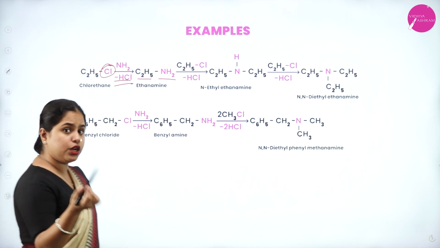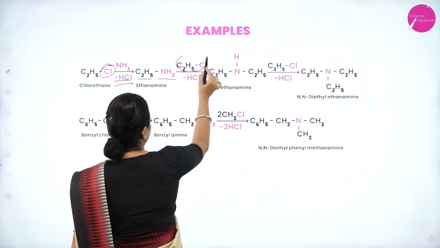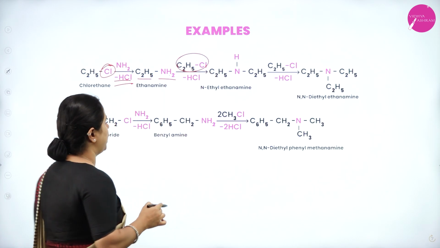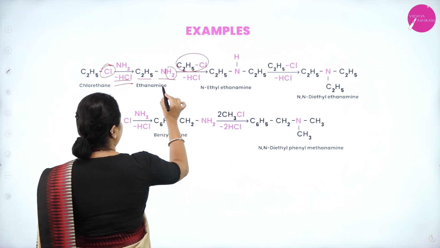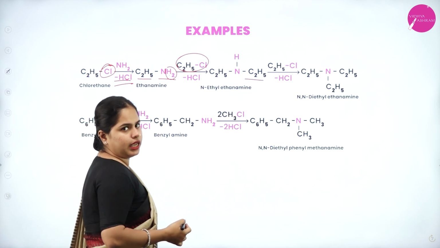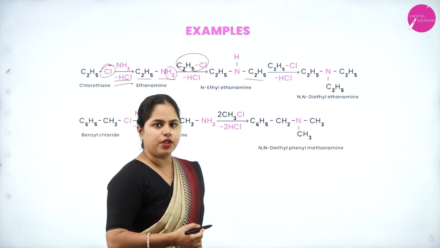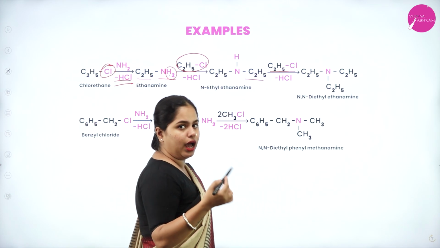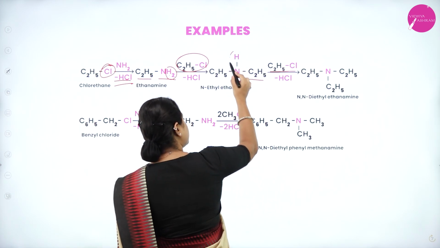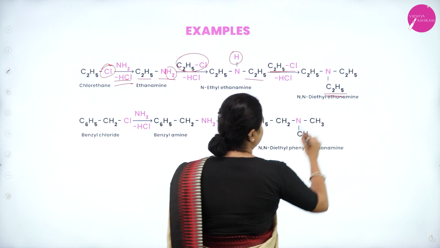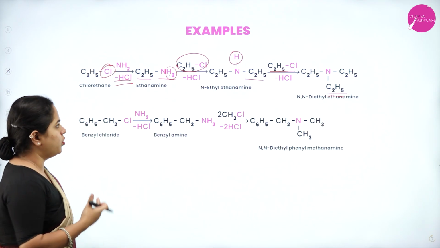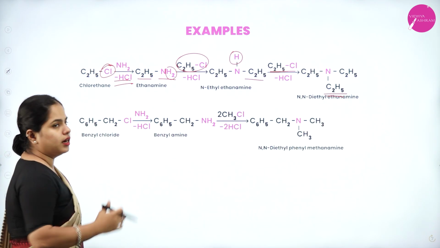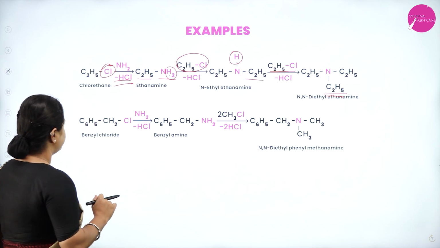Now to this further, you can again add one more molecule of alkyl halide. So what is going to happen? One more hydrogen atom is going to be replaced by a C2H5 ethyl group. So you will get a secondary amine. Now again, if I am adding C2H5Cl, one more alkyl halide, this hydrogen atom will also be replaced by another C2H5. So that is how you can obtain primary, secondary and tertiary amines. Clear?